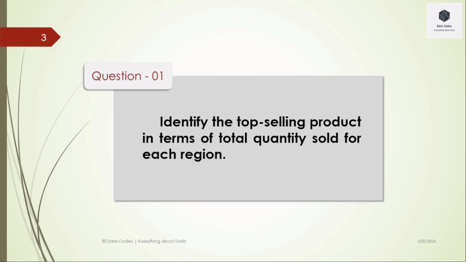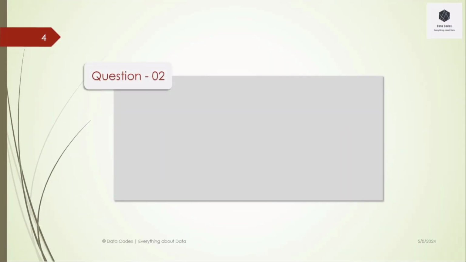Our first question is to identify the top selling product in terms of total quantity sold for each region. In this question we need to identify the product which has sold the highest quantity in each region. So a particular region has a certain product which has sold the highest number, and we need to find those products in each region. Let us find those in our SSMS. So let us see the next question.